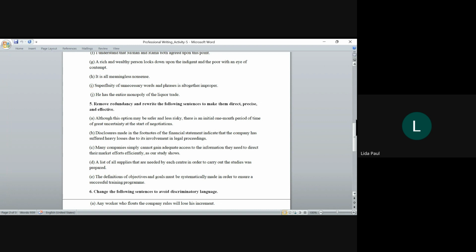Okay. Sentence C. Many companies simply cannot gain adequate access to the information they need to direct their market efforts efficiently, as our study shows.